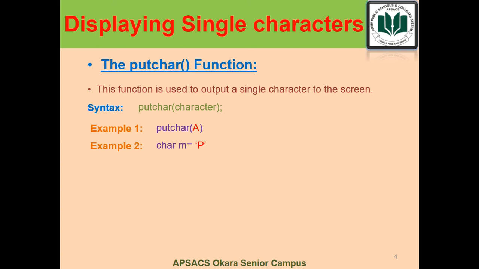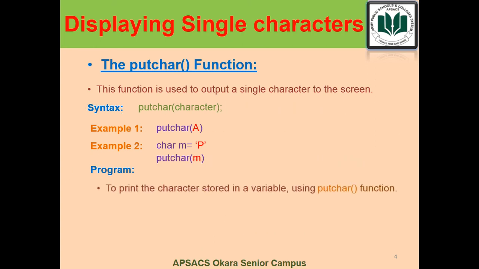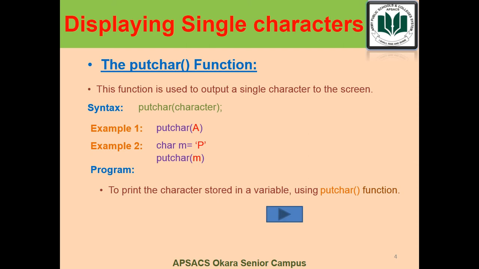Example number 2, char m = 'p'. Here m is a variable name and p is a character which we will be printing on the screen. So putchar(m), and we have used m as an argument in the putchar function. Now a program to print the character stored in a variable using the putchar function. We will discuss the example of a computer program to output a single character on the screen.